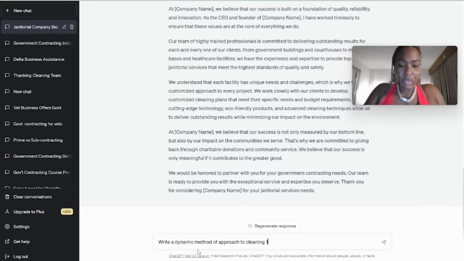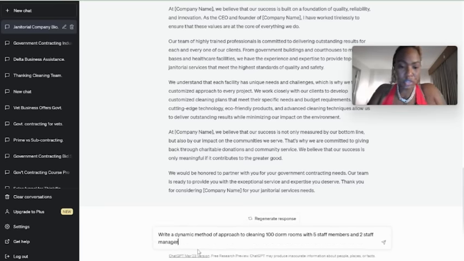Cleaning 100 dorm rooms with 5 staff members, and 2 staff managers to complete the work in, let's just say, 8 weeks. Write a dynamic method of approach to cleaning 100 dorm rooms with 5 staff members and 2 staff managers to complete the work in 8 weeks. Let's give it a try.